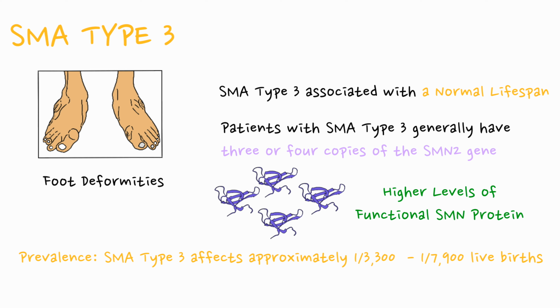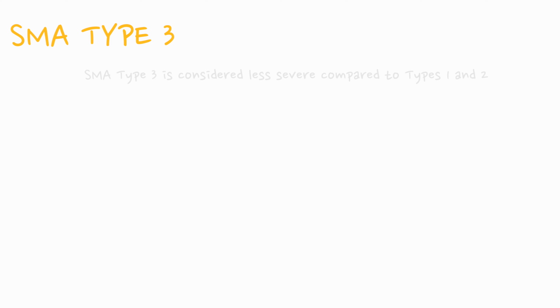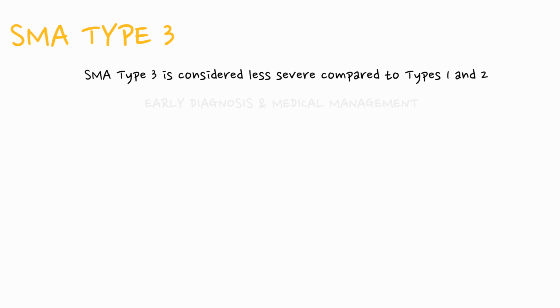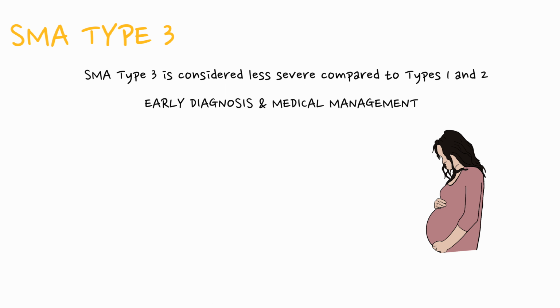Prevalence: SMA type 3 affects approximately 1 in 3,300 to 1 in 7,000 to 900 live births. It is important to note that the prevalence figures may vary based on different populations and regions. While SMA type 3 is considered less severe compared to type 1 and type 2, early diagnosis and medical management are still crucial in providing optimal care for individuals with this form of SMA.